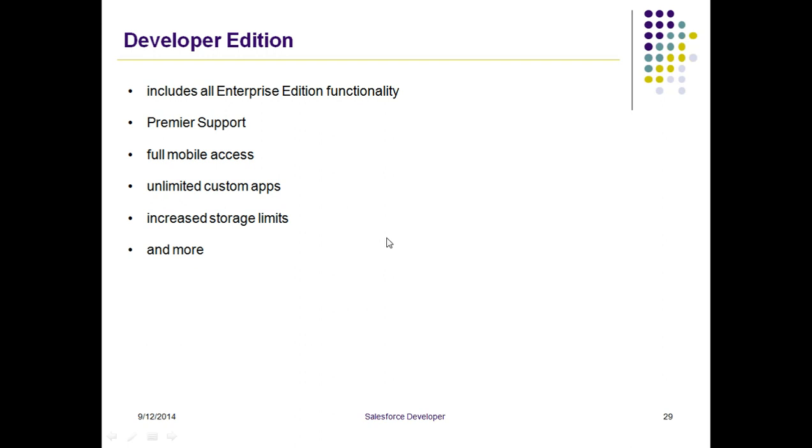So developer edition is this one. It includes all enterprise edition functionality. Developer edition, why they have not listed it on the page? Because that is the pricing page of the Salesforce editions. Now developer edition is something which is free of cost, and it includes all enterprise edition functionality.